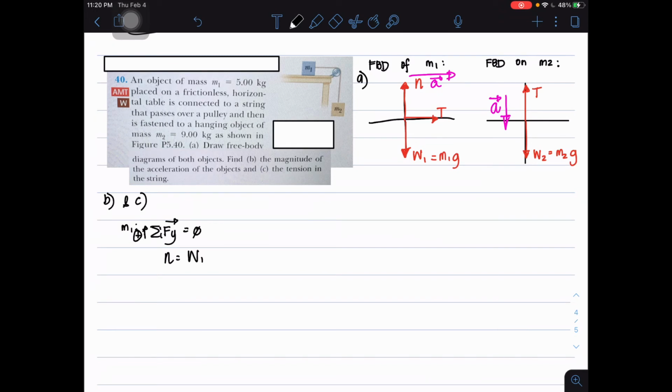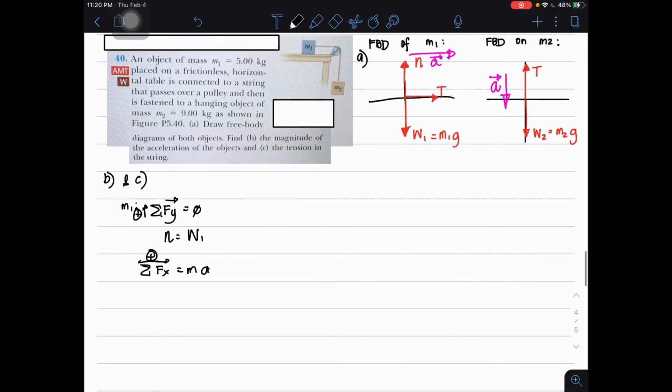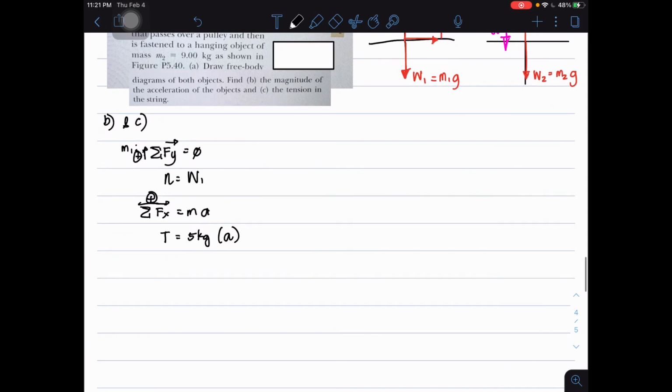But we have a motion on the horizontal axis. So therefore, the summation of the horizontal forces, assuming forces to the right are positive, is equal to mass times acceleration. What are the forces acting on the object on the horizontal axis? That's tension, and then the mass is 5 kilograms times acceleration. So we have a positive acceleration because it's going to the positive direction. So this is our first equation.